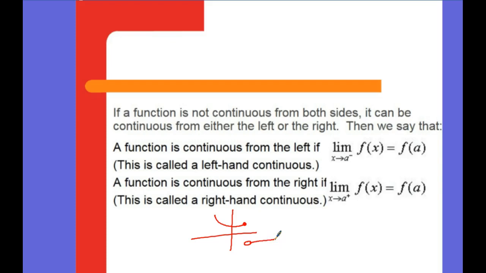This one would be an example of left-hand continuous because it's continuous from the left. The limit from the left equals the function value, whereas the limit from the right does not equal the function value or the left-hand limit. So this would be left-hand continuous. But it's not continuous as a whole. Correct. It's only left.